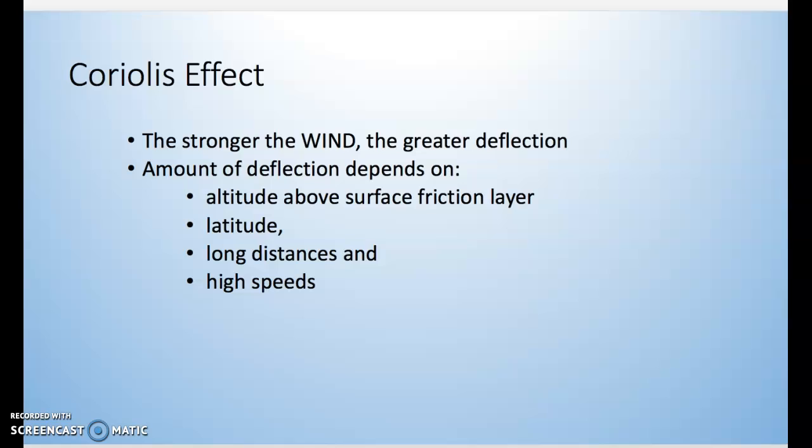When we talk about the Coriolis effect and accelerating systems, the stronger the wind, and let me put it this way, the greater the acceleration of the wind, in speed, in direction, or both, the greater the deflection. In the Northern Hemisphere, that is to the right. The amount of that deflection in the accelerating system depends on the altitude above the surface friction layer. Higher altitude, less friction, more speed, more deflection.